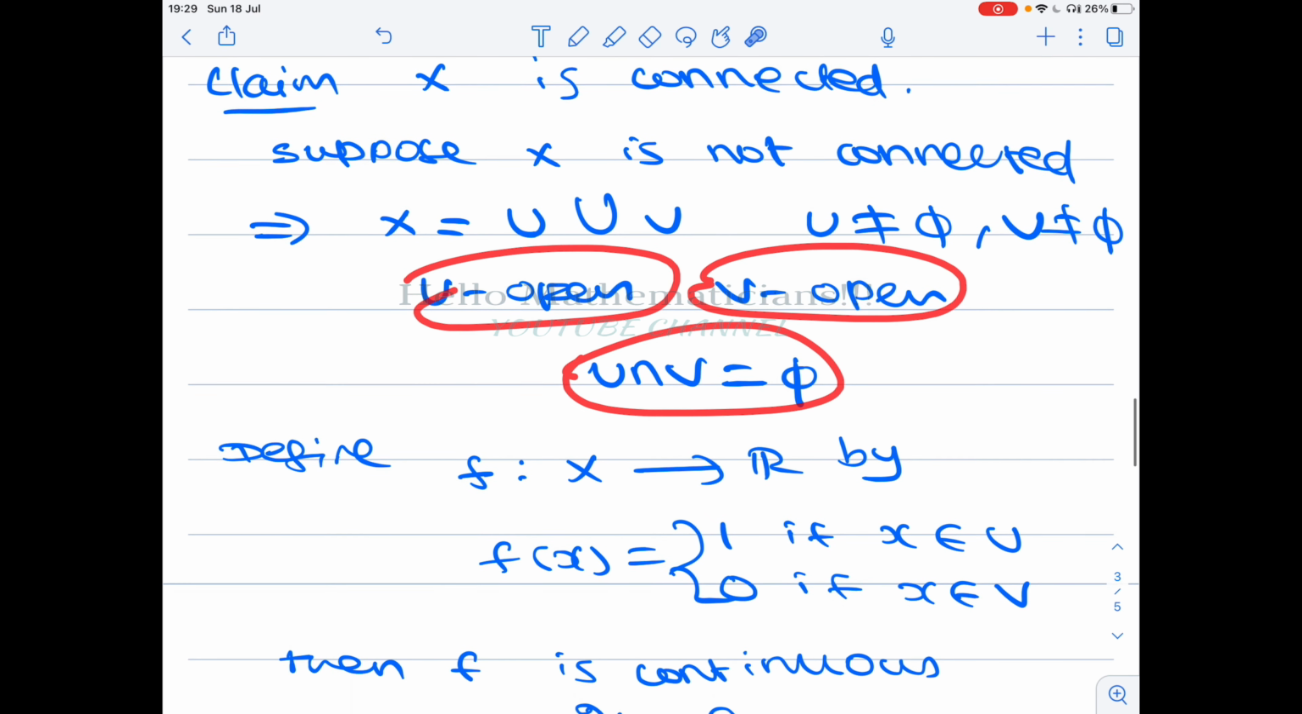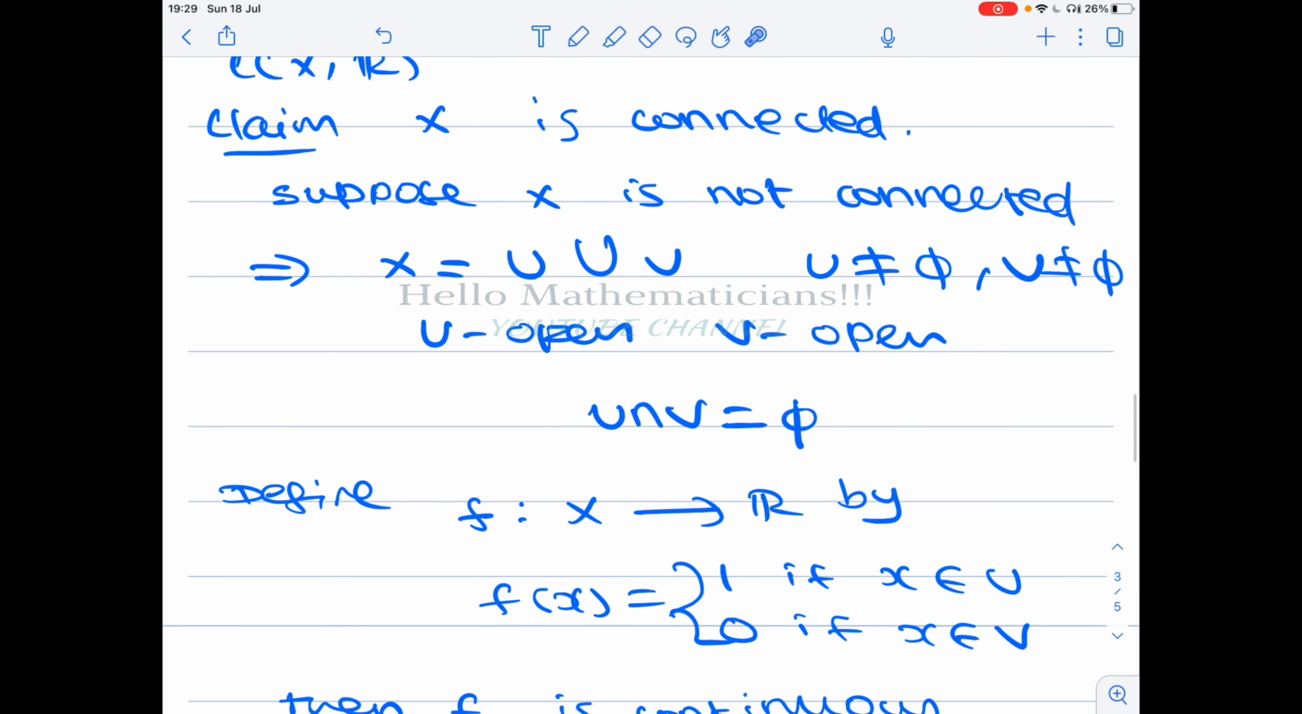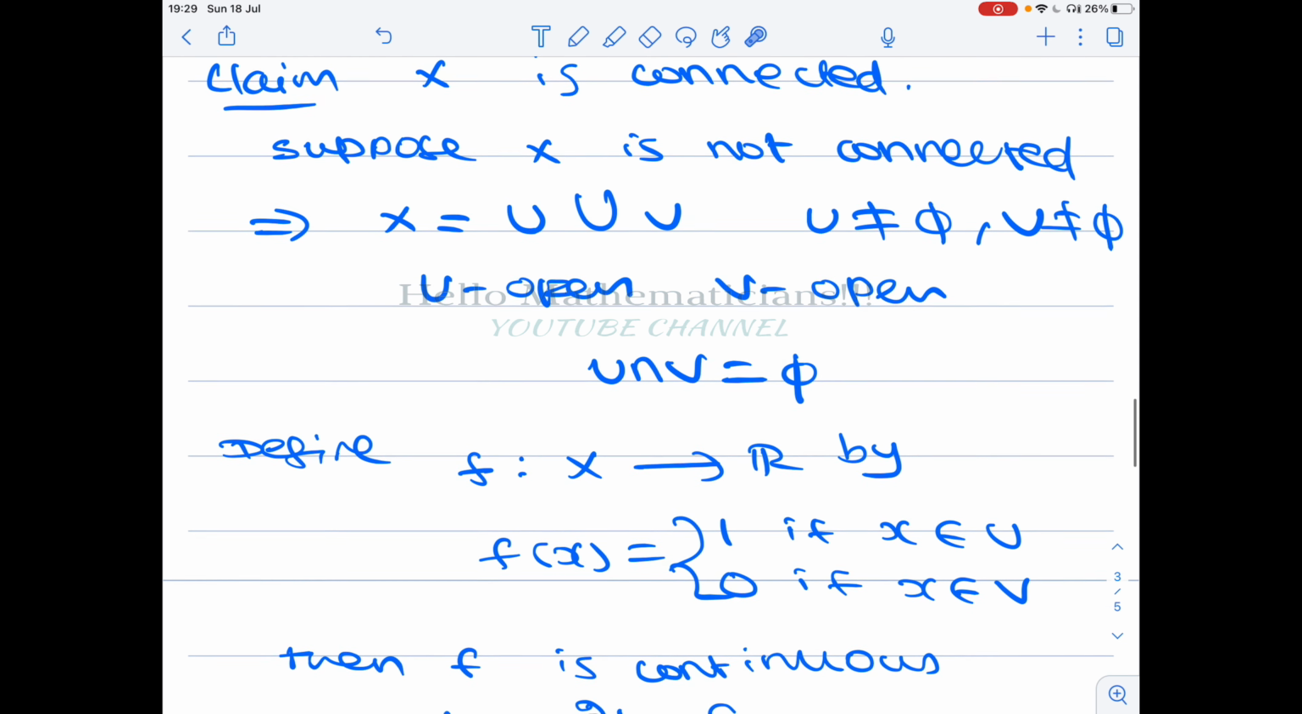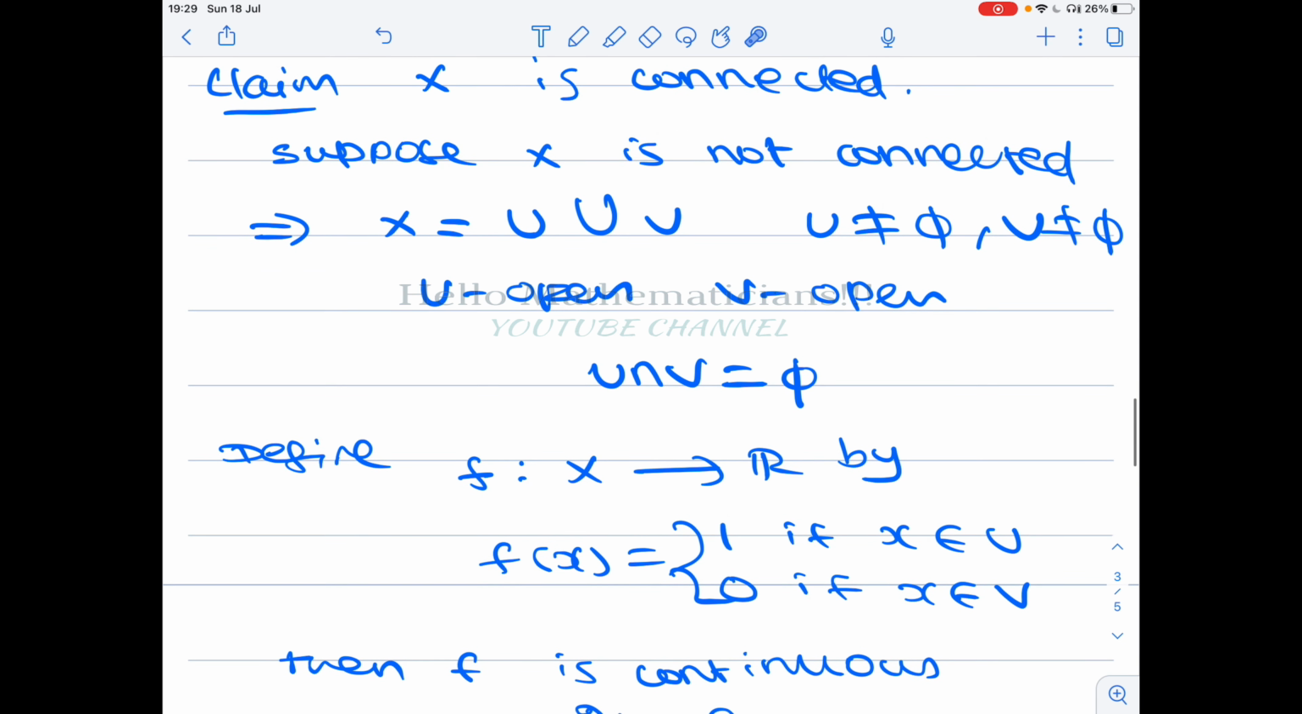Now, we define a function f, which is an idempotent element and which is different from the constant function 0 and the constant function 1. So, how are we going to define this idempotent function? Define f(x) equal to 1 if x belongs to U and 0 if x belongs to V. Now, X equals U union V and U intersection V is empty. Therefore, if you take an x, either it will come from U or from V. If it comes from U, its image is 1. If it comes from V, its image is 0.